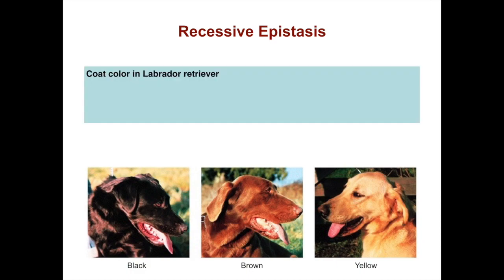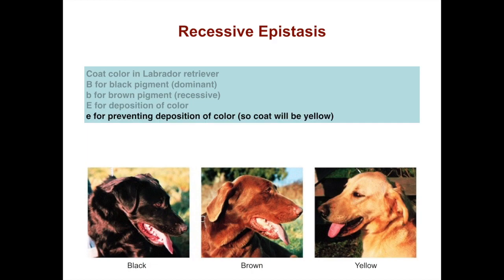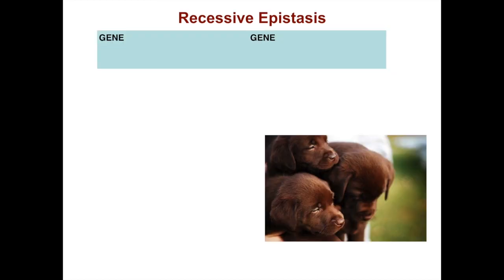Here we are looking at coat color in the Labrador Retriever. Uppercase B is for black pigment. It's the dominant form of the allele. Lowercase b is for brown pigment. It's a recessive form of the allele. E is another gene, and that is responsible for the deposition of the color. Little e is a form of the E locus that prevents the deposition of color. So the coat will be yellow. So if you look at these genes, B encodes black pigment, E encodes color deposition.